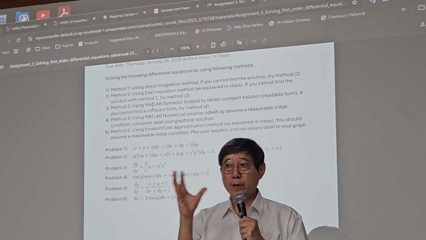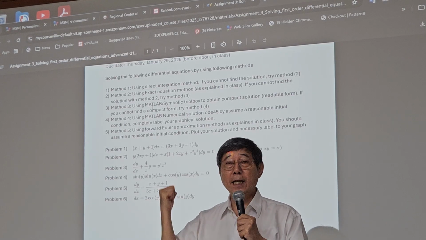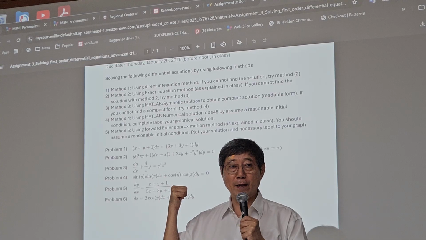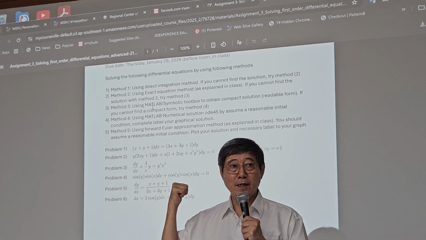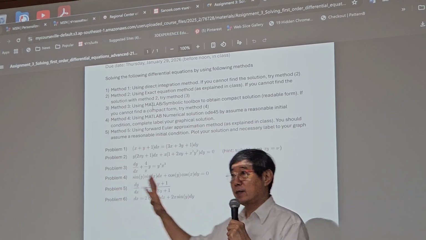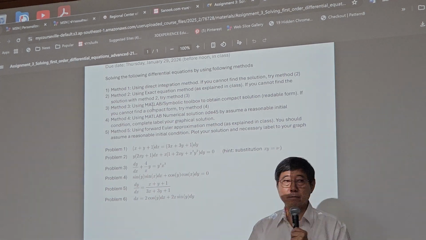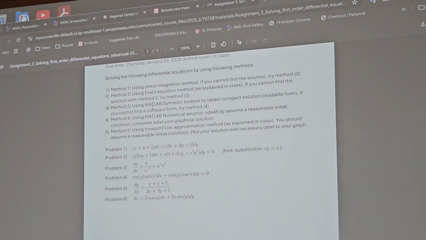So you can do it because you have prepared before. It's like an in-class quiz anyway. You can do this one. Follow the instructions then.